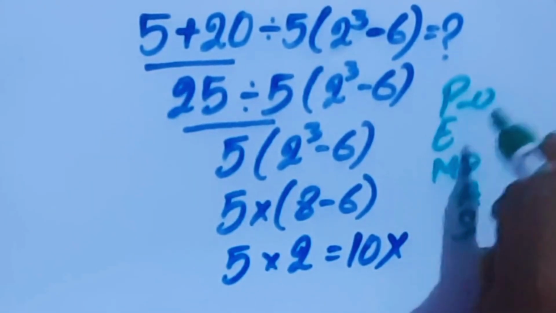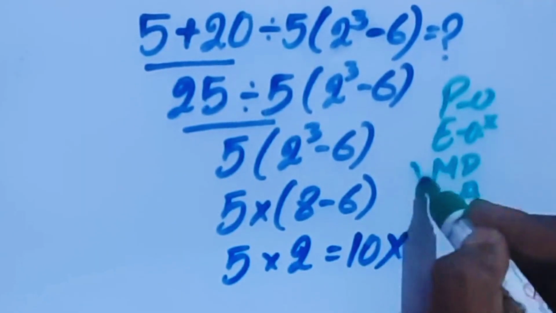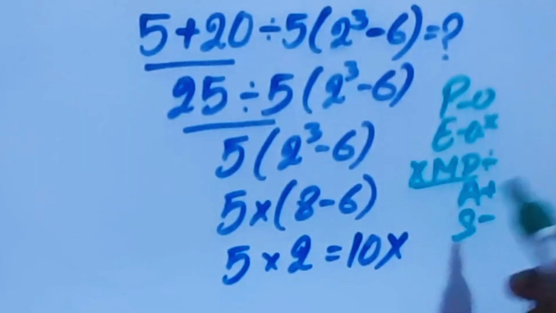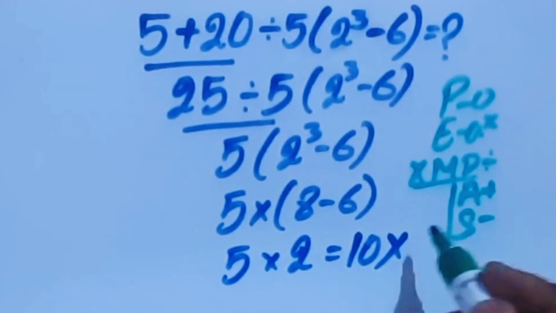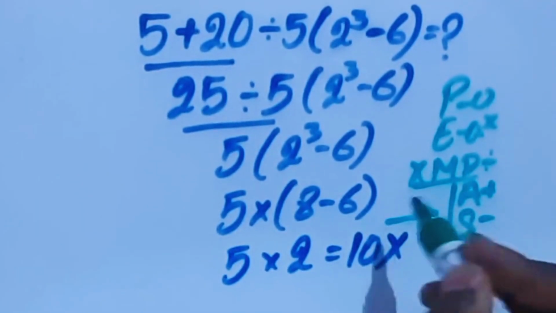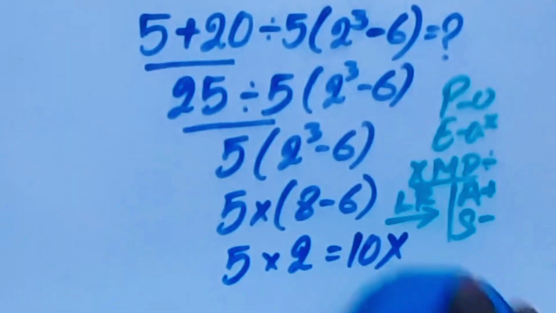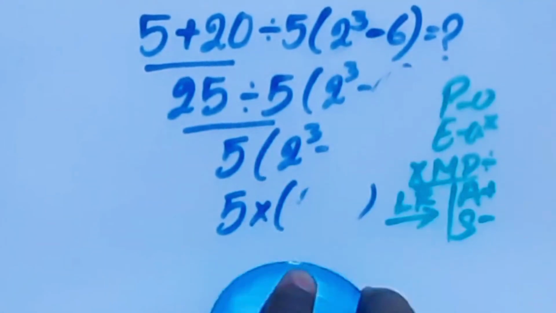This is a bracket, higher priority, this is the exponent. M stands for multiplication, D stands for division, A stands for addition, S stands for subtraction. Here multiplication and division are equal priority. Also addition and subtraction are equal priority. For this equal priority, we are going to introduce another rule called left to right in the problem. Now we are going to solve this problem the correct way by using this order of operations PEMDAS.